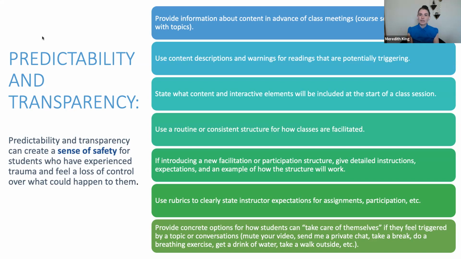Using something like content descriptions and warnings for readings that are potentially triggering, maybe that's not something that you're doing. And I know trigger warnings can be a really hot button issue. And I'm certainly not trying to say everything needs a trigger warning, or you're required to put things together in a certain way.